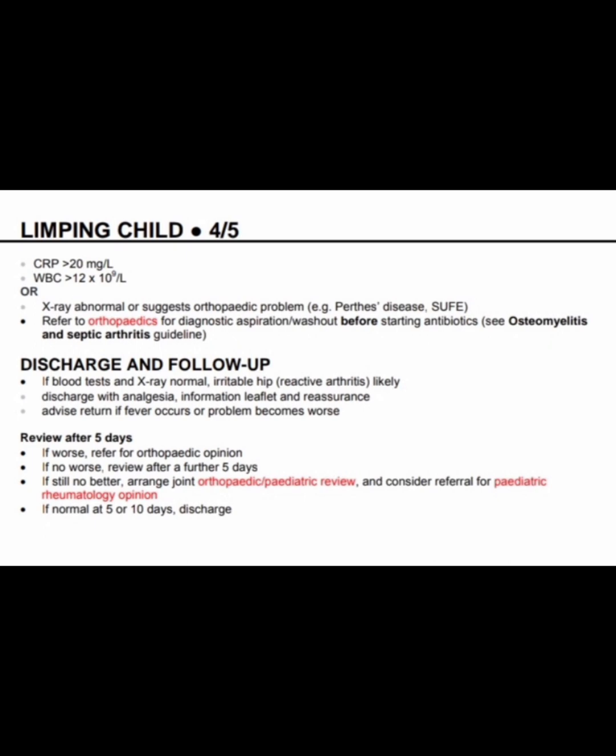Now, discharge and follow-up of the limping child. If blood tests and X-ray are normal, irritable hip or reactive arthritis is likely. Discharge with analgesia, information leaflet and reassurance. Advise return if fever occurs or the problem becomes worse. Now, review after 5 days. If worse, refer for orthopedic opinion. If no worse, review after a further 5 days. If still no better, arrange joint orthopedic or pediatric review and consider referral for pediatric rheumatology opinion. If normal at 5 or 10 days, discharge.